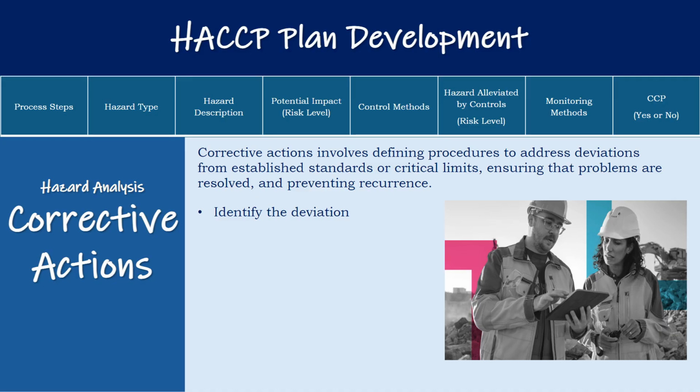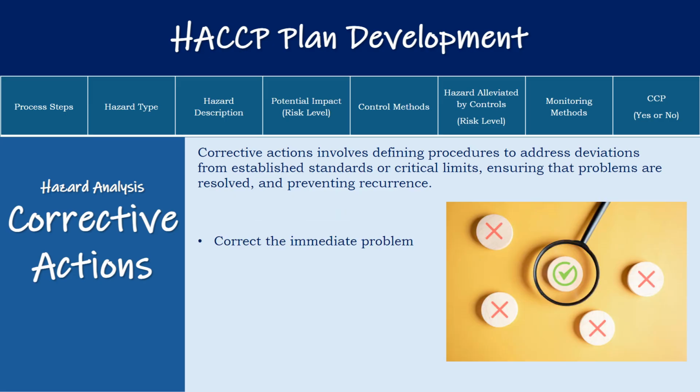First, identify the deviation by clearly defining what went wrong and document the specific standard, process, or critical limit that was breached. This could involve analyzing data, reviewing records, or observing the process. Next, correct the immediate problem by taking immediate action to bring the process back under control. This might involve adjusting equipment, reworking products, or discarding affected items.